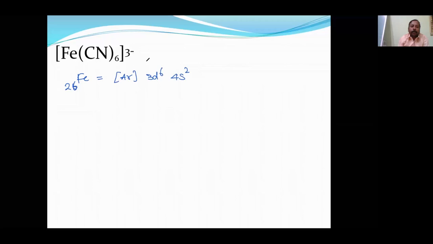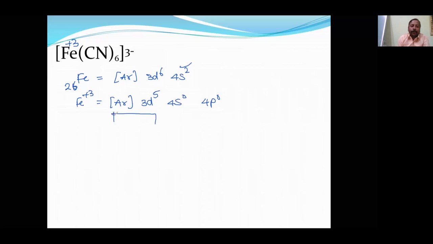Now here the oxidation number is plus 3. If you find out the oxidation number, it will be plus 3, so I should write Fe3+. Two electrons go out from 4s and 1 electron from 3d. So 3d5, 4s0, and 4p will be 0. If you have any doubt, you should not have any further doubt now. So 3d5: 1 2 3 4 5.